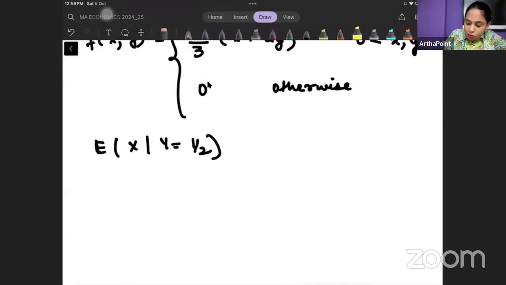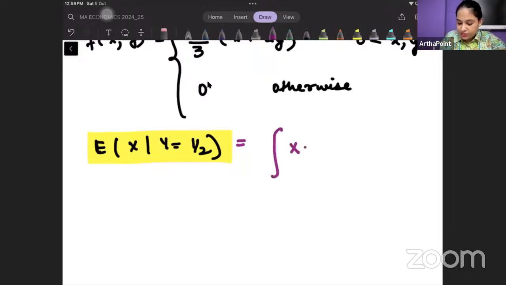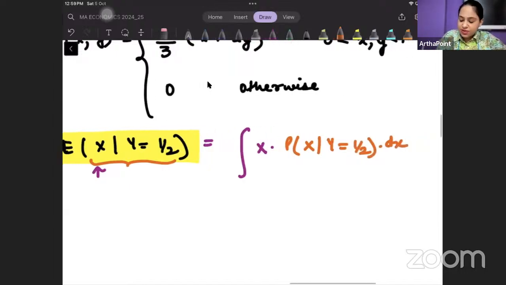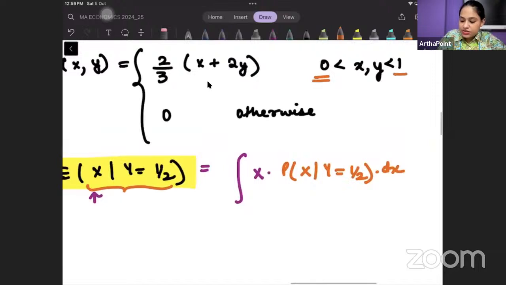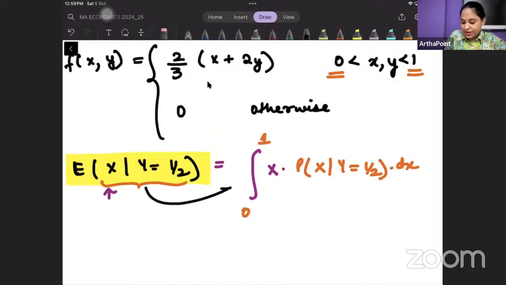Now, if I open the expected value, what will happen? Whenever we have to find the expected value of anything, we integrate it. Here we have to find the expected value of x, so x into the probability. But which probability will we take here? This one: x into the probability of x given y is half dx, integrated for x between 0 and 1. This will be the formula of expected value.